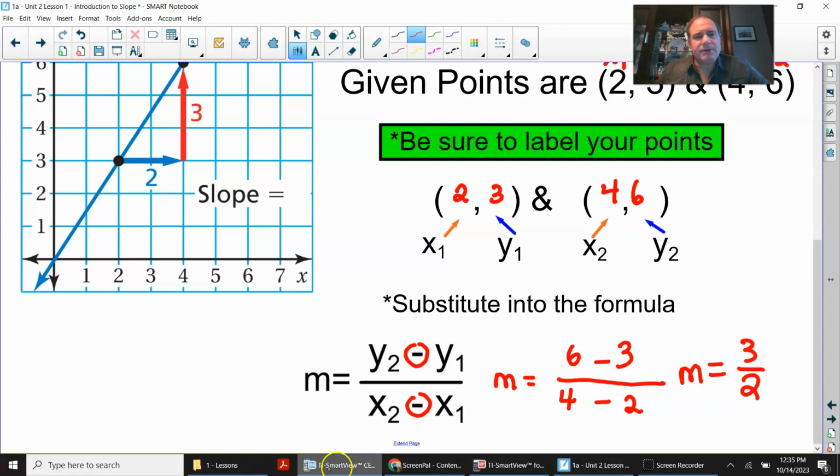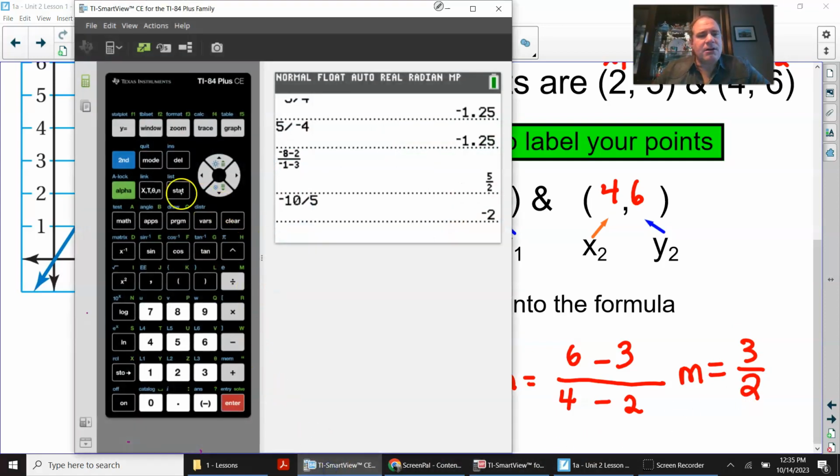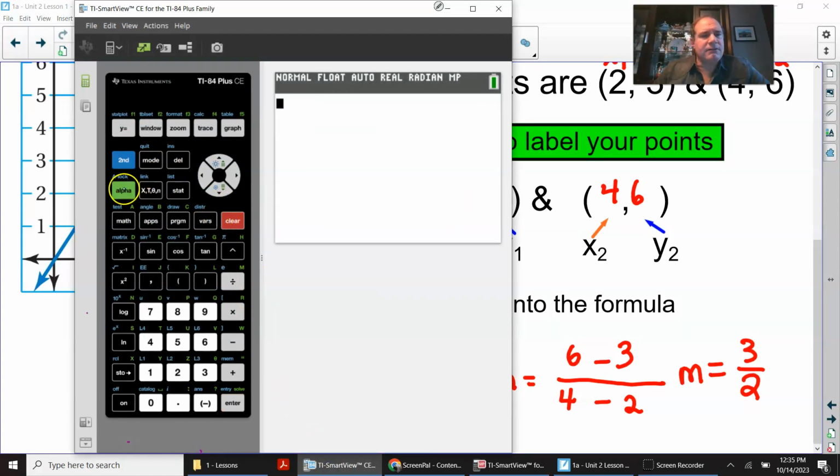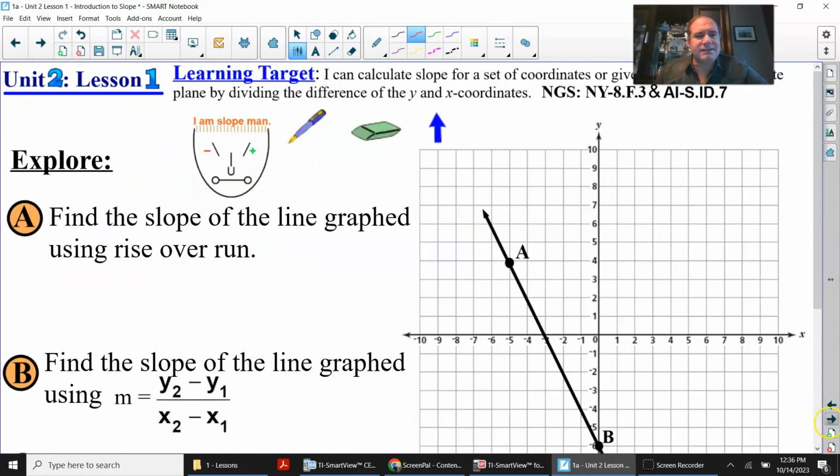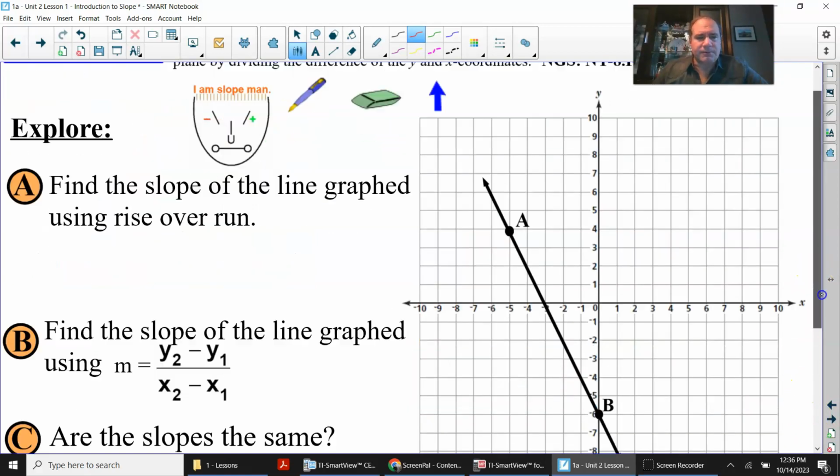So just remember, you could just take your calculator, and we're going to clear that out. We're going to press alpha x, and all at once, we do 6 minus 3 over 4 minus 2. Altogether, it is 3 over 2. Let the calculator do the work for you. Don't do each one separately like I just did right here, but this was kind of easy. 6 minus 3 and 4 minus 2. 3 over 2 is your answer. It stays like that. It is a positive slope.